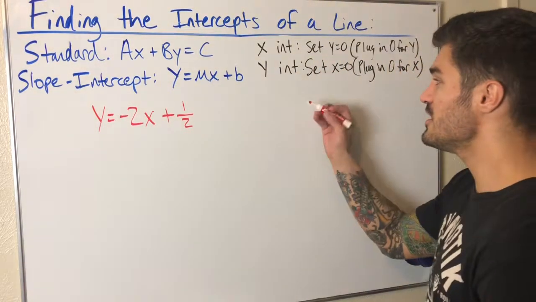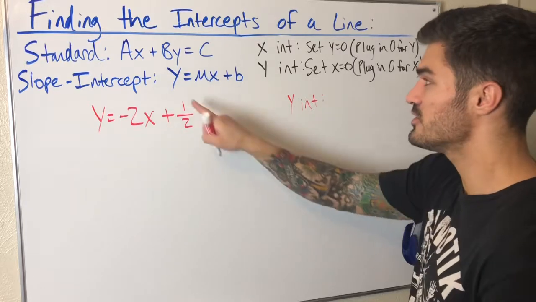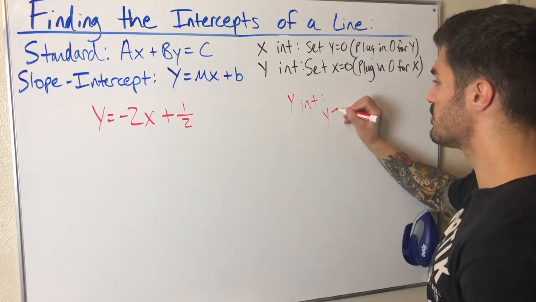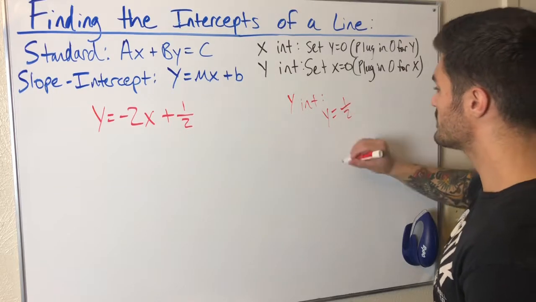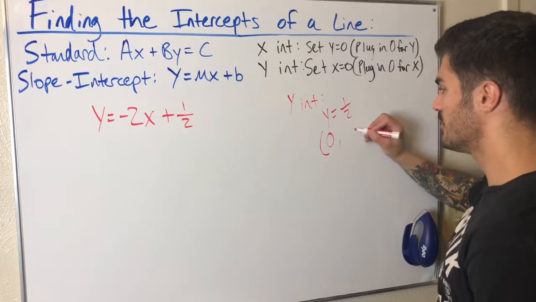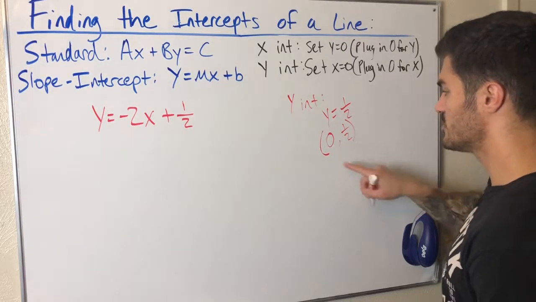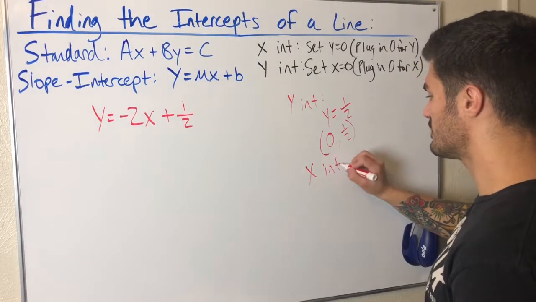So I can just go straight into the y-intercept, right? The y-intercept is this b, so the y-intercept is y equals 1/2. And this can be expressed as what? Remember, to find the y-intercept, x is always 0 for the y-intercept. So that's the point on the Cartesian plane. So now all we have left is x-intercept.